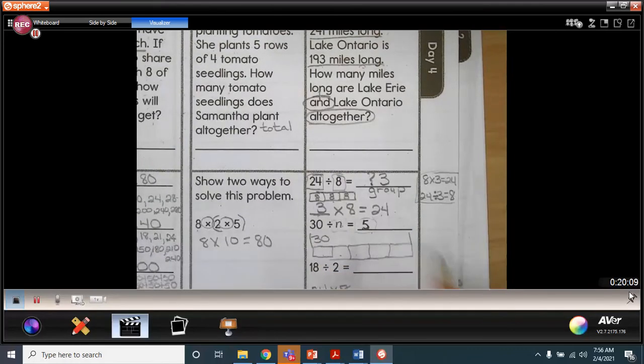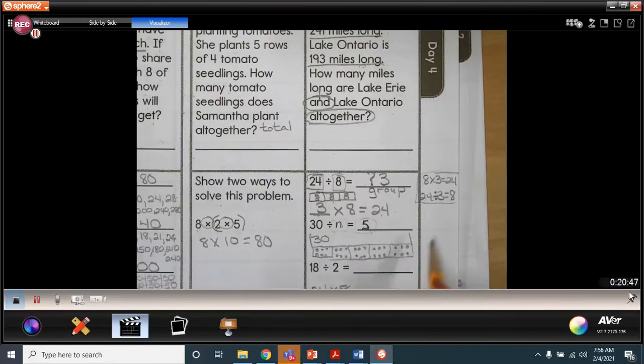So if I were to do that, I would count, and since this is an even number, I can go 2, 4, 6, 8, 10, 12, 14, 16, 18, 20, 22, 24, 26, 28, 30. Well, that happened to work out. So 6, 6, 6, 6, 6. How many groups of 5? Or how many groups of 6 was I able to make?